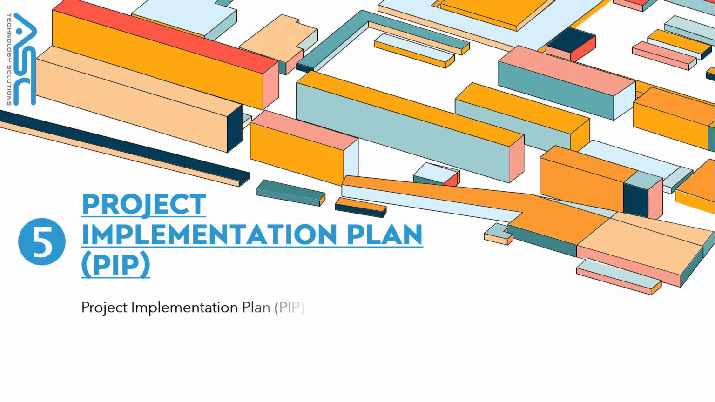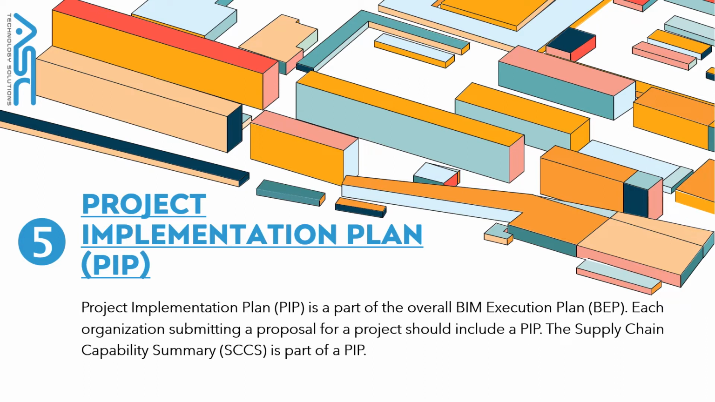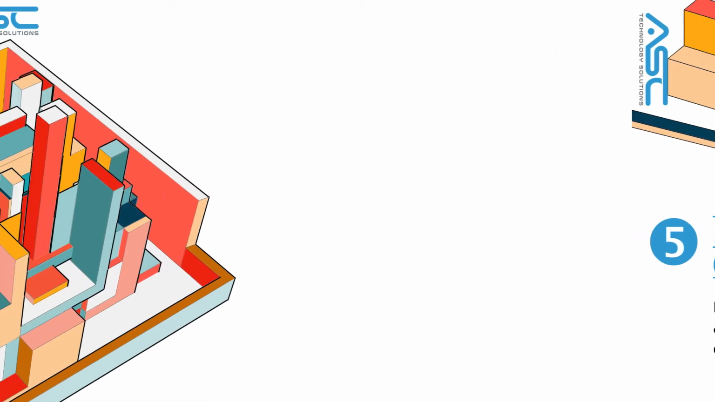5. Project Implementation Plan, PIP. The Project Implementation Plan, PIP, is a part of the overall BIM Execution Plan, BEP. Each organization submitting a proposal for a project should include a PIP. The Supply Chain Capability Summary, SCCS, is part of a PIP.